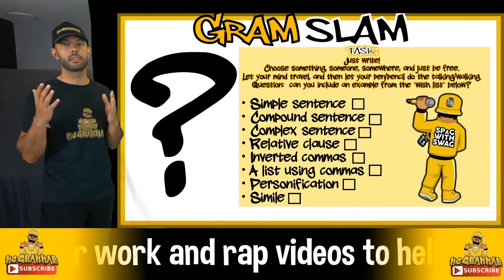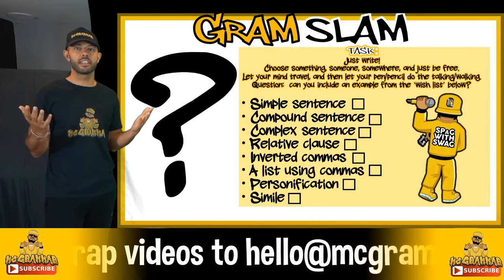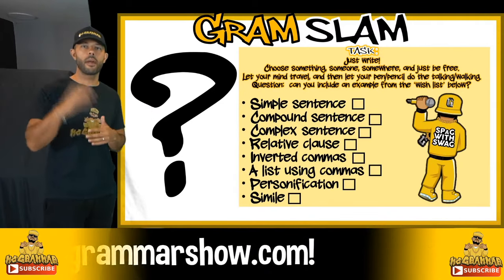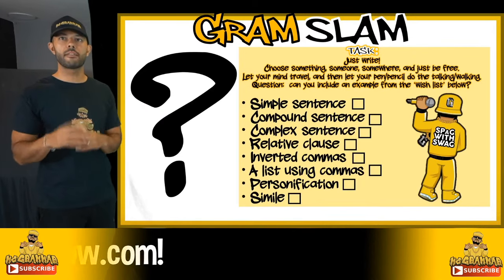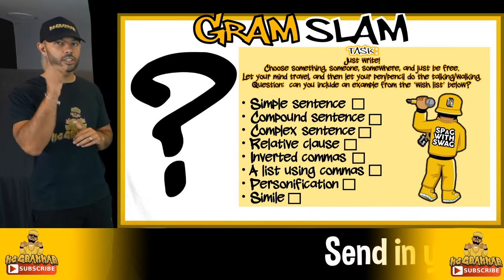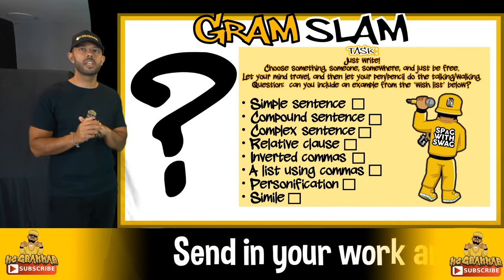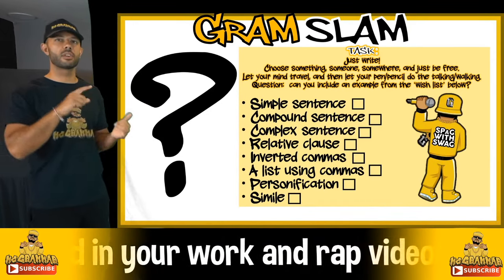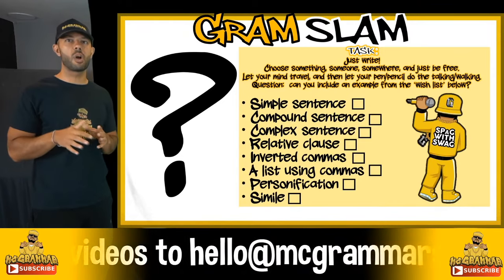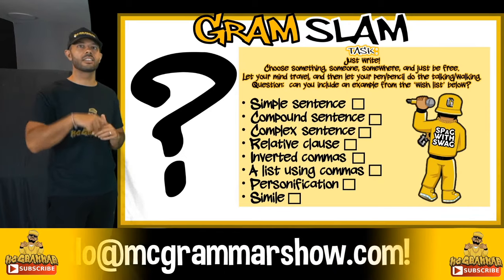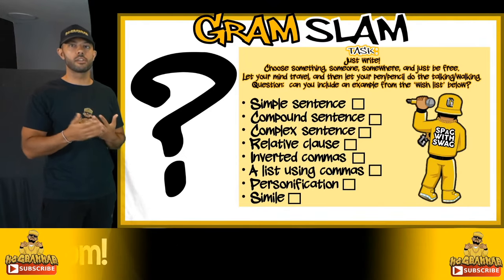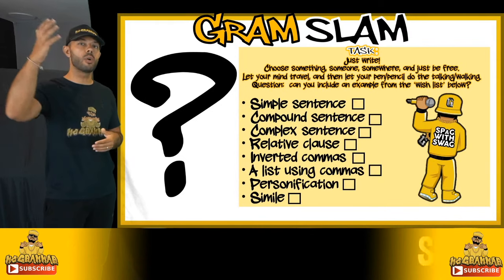This week's Grand Slam task is about writing. Just be free, as it reads there. Just write, choose something, someone, somewhere, and just be free. Let your mind travel and then let your pen, pencil do the talking or the walking. Question though. Can you include an example from the wish list there? We've got a simple sentence, compound sentence, complex sentence, a relative clause, inverted commas, a list using commas, this lesson, personification, or simile. Now, can you include more than one example? Can you include two, three, four? Can you include all of them?